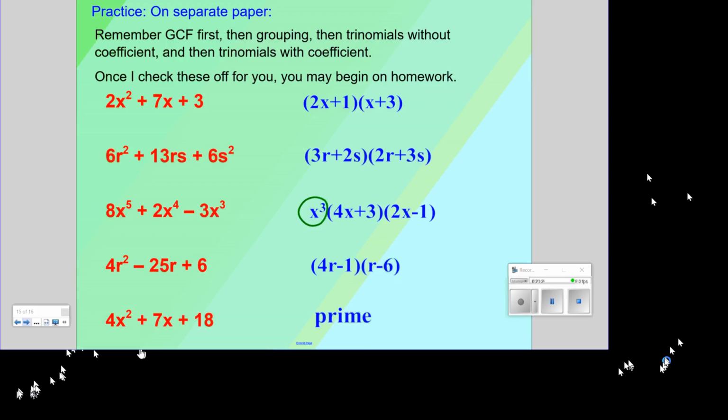The last one, there just wasn't a combination of numbers that added to 7 when you found the product of 4, 8, and 18. And that is the end of our lesson.